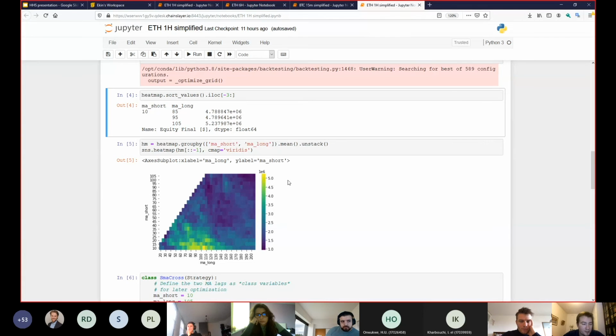These are the possible values of the ranges. So the short can be anything between 10 to 110, and then the long can be anything from 20 to 210. So these were the values that we selected. Here we have the long, and here we have the short moving averages. And the brighter yellow it is, the better the strategy performed, because we are trying to optimize this for making the most money. So whichever combination produced the most money, that's the one that we want to focus on, right?